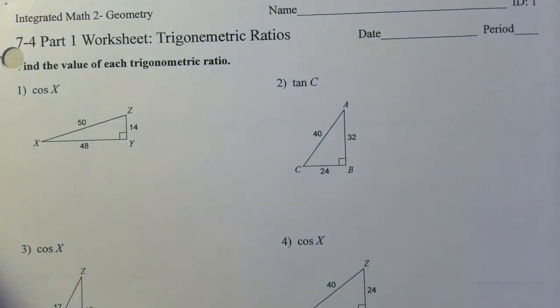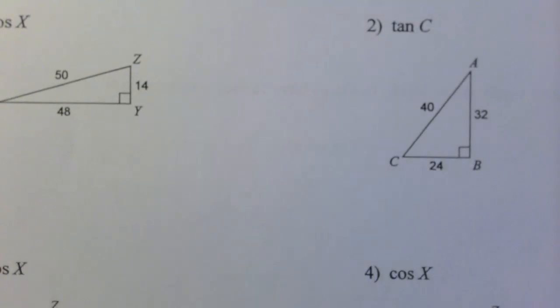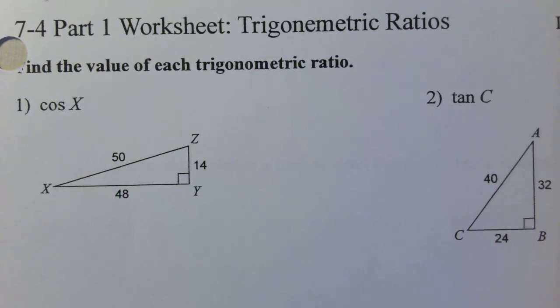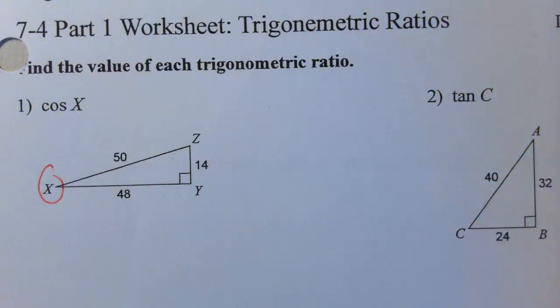and let's talk about this. It says find the value of each trigonometric ratio. So you need to pay attention to what it's asking. You're not doing all of these, so this won't take you too much time. You're going to do each individual problem. So this side says find the cosine of x. Please circle x, and this is what we're looking for on your paper.